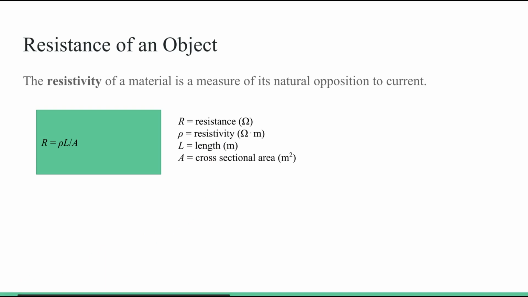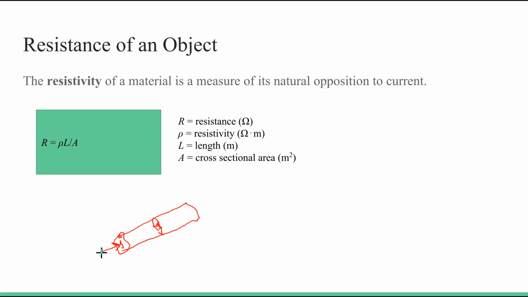And cross-sectional area, if you don't know what cross-sectional area means, say you have a little wire over here, and you chop it in half. This area over here, the cross-sectional area, is the A you put in here. You don't put the surface area, you don't put the area of any other side, but the area that the electrons will actually pass through.